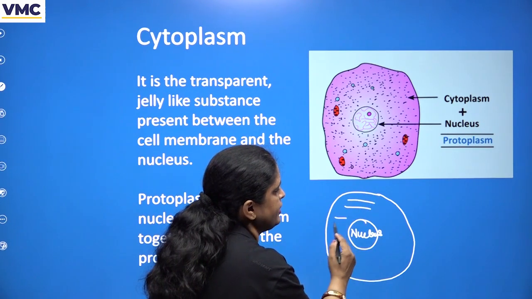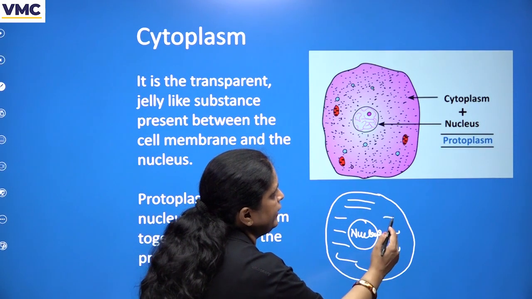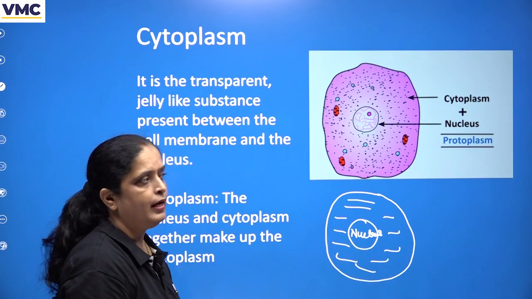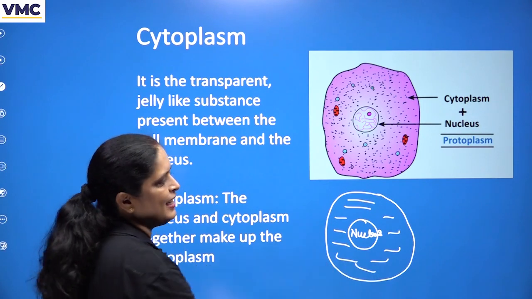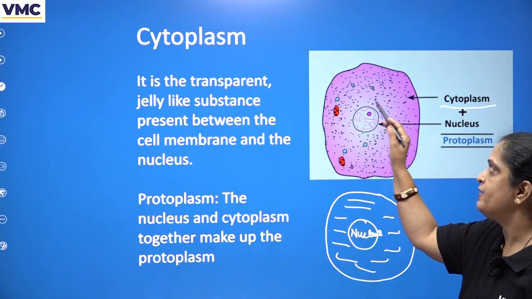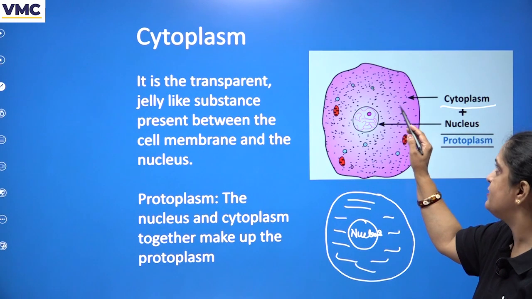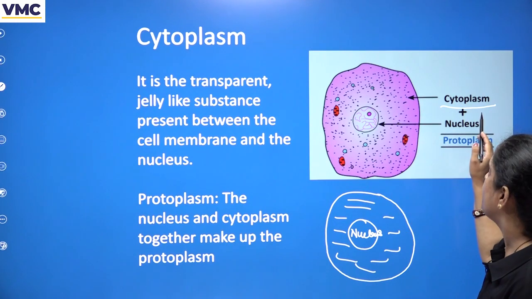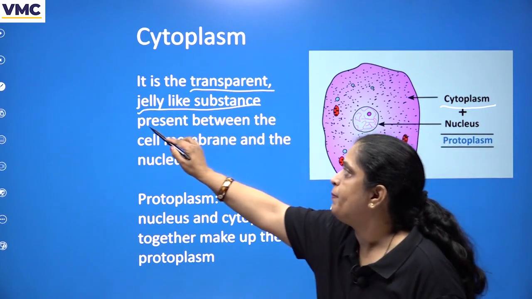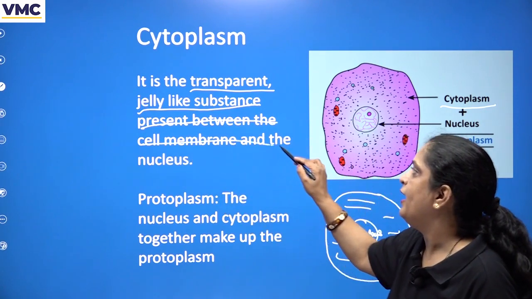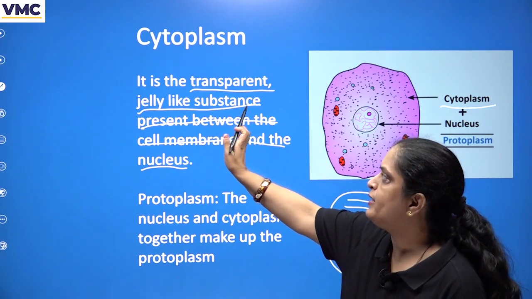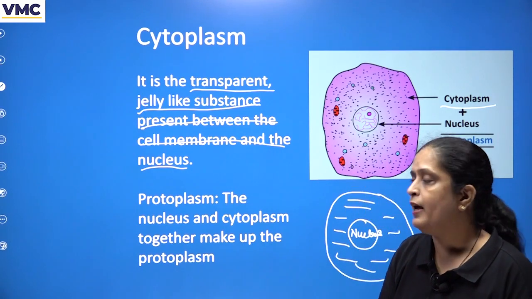So the jelly-like substance between the cell membrane and the nucleus is known as the cytoplasm. Look here children, this is the cytoplasm. Whatever is there, the jelly-like substance present after the nucleus and between the cell membrane is known as the cytoplasm. It is a transparent jelly-like substance present between the cell membrane and the nucleus, right? It is the transparent jelly-like substance present between the cell membrane and the nucleus.